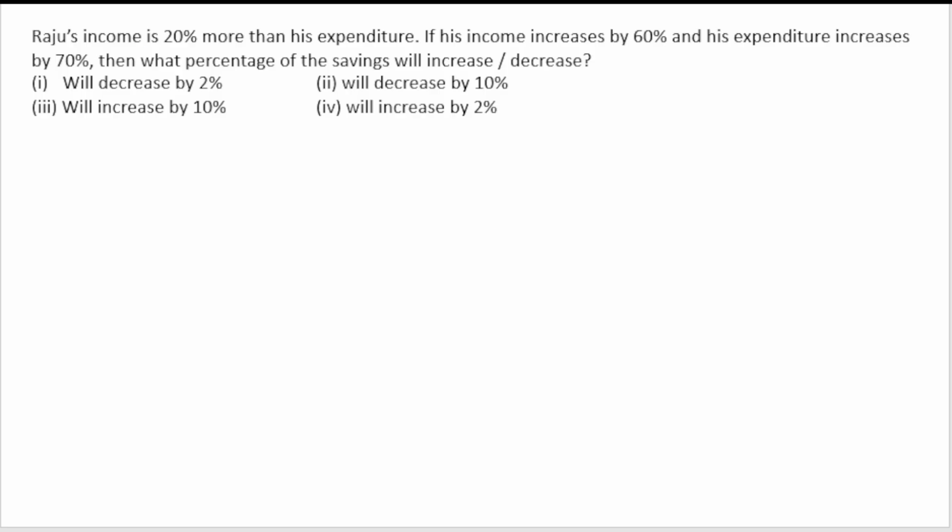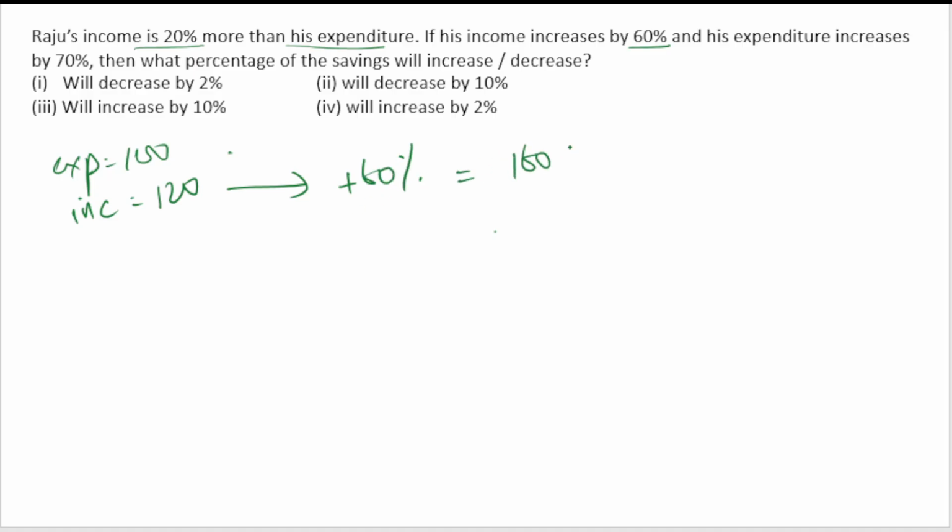Next one. Raju's income is 20% more than his expenditure. So we will assume the expenditure as 100. So the income will be 20% more. 100 plus 20, it is 120. If his income increases by 60%, what is the new income? It is 100 plus 60, 160% of the income. It is 160% of 120. It is 160 divided by 100 into 120. 16 into 12 is 192.